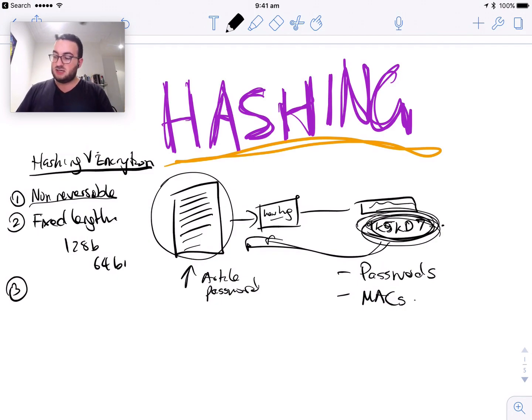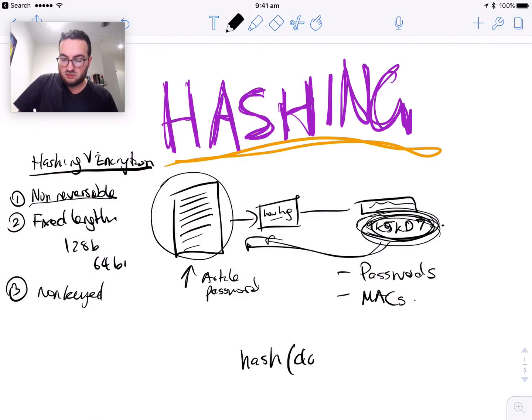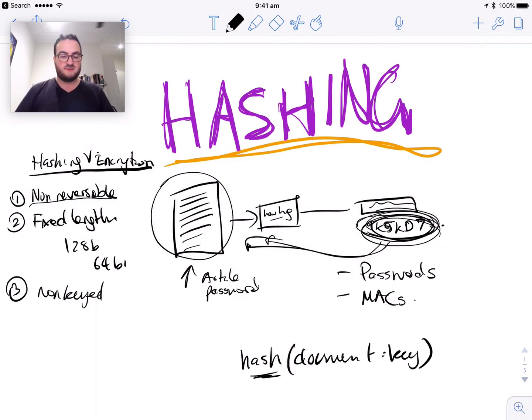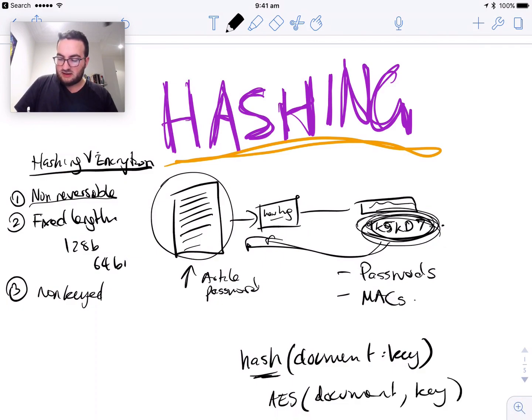Third difference is usually it's non-keyed. Encryption usually always has a key. That's the whole Kerckhoffs's principle, that you want to put all the secrecy in a key. Hashes don't have keys. You can take a document, append the key and hash it, but the hash itself doesn't really have a key built into it. Whereas AES takes in a document and a key as parameters. It's very important. That's how it's designed. Hashes just don't have that. It's just a set algorithm for reducing a big thing to a smaller thing. So that's basically explaining hashes.